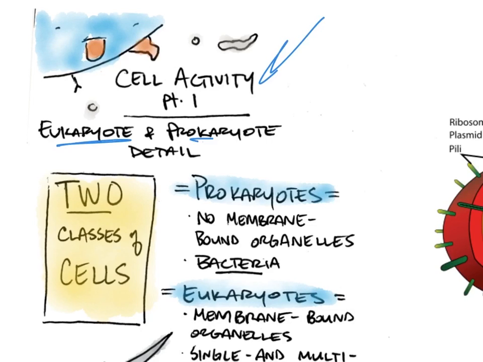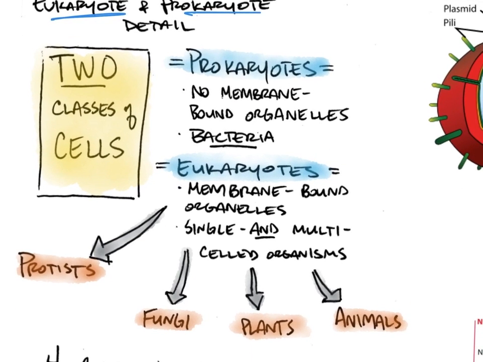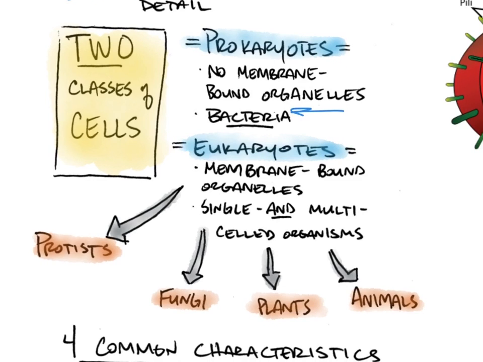So there's two major classes of cells. We're going to look at these in detail. So like I said a second ago, there's two classes of cells. We've got prokaryotes, which are bacteria for the most part. There are some differences between the archaea bacteria and eubacteria, that kind of thing, but we're not going to get that specific today. So prokaryotes, they are bacteria. Eukaryotes, on the other hand, is everything else. So you can see we've got protists, fungi, plants, animals.